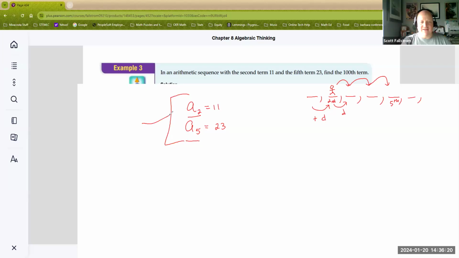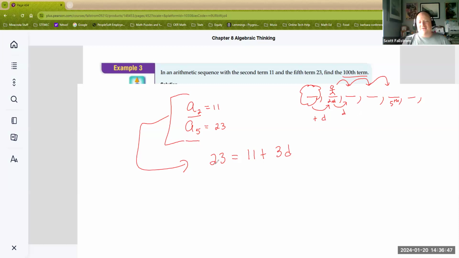So I could just take these and say 23 is 11 plus 3 of those differences. See what I've done? I've created a new equation where I don't even care what the first term is, right? It doesn't matter what the first term is. They just want me to find the 100th term. So do I need this? I don't know if I do.